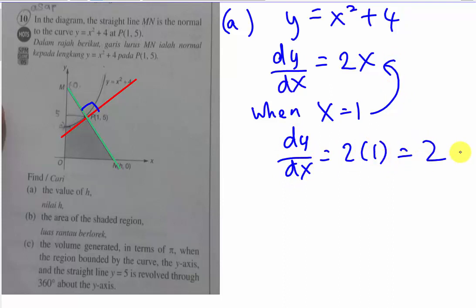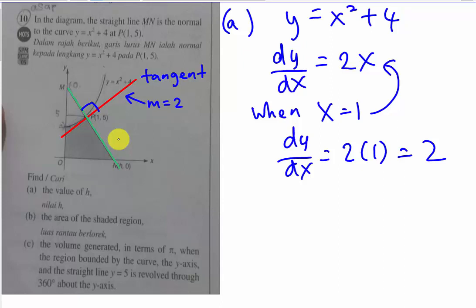So when you get dy/dx, you already understand it is a gradient. When you get the gradient 2, what does it mean? You just get the gradient for the tangent line. You are not getting the gradient for the normal. It's very simple: whenever you differentiate and substitute the x value into dy/dx, you get the gradient for the tangent, but not the normal. Remember this carefully.